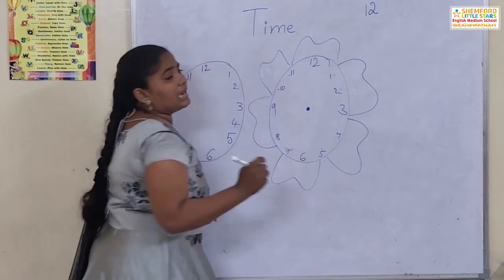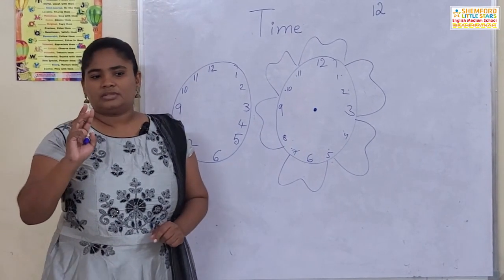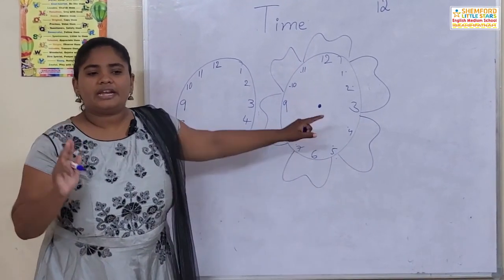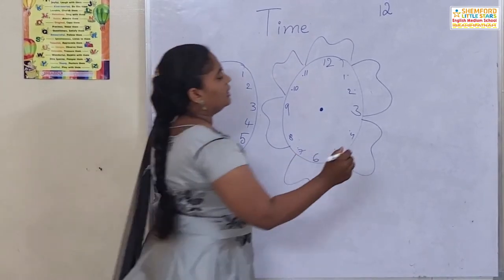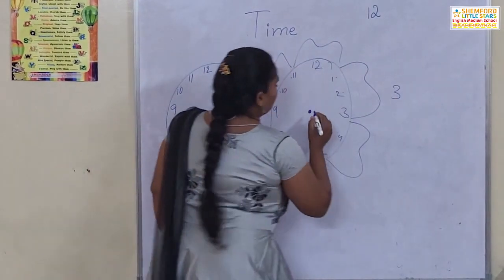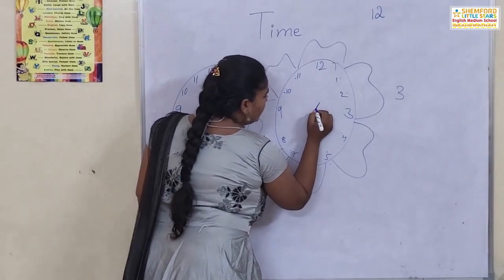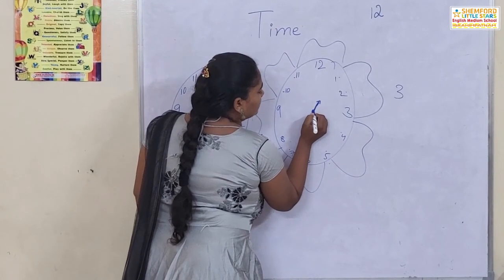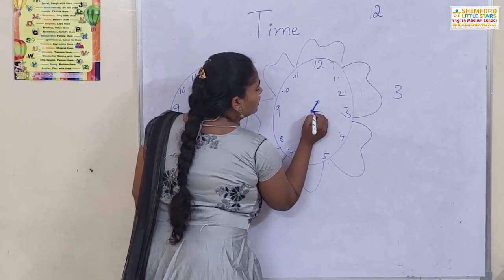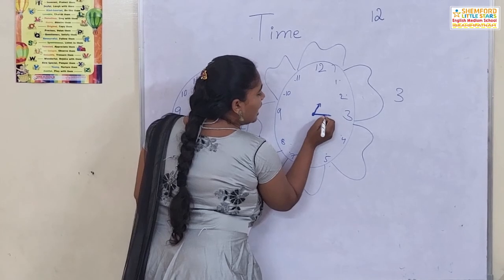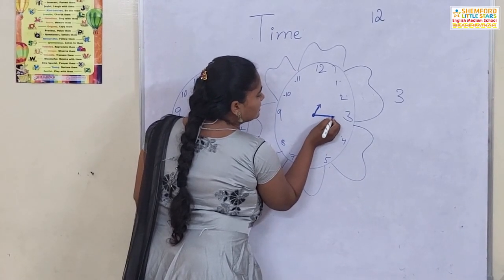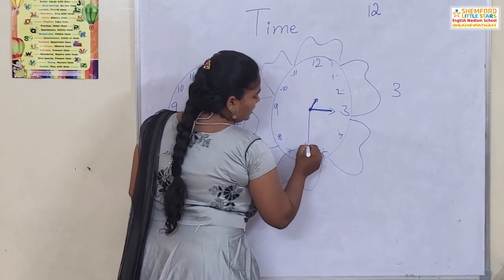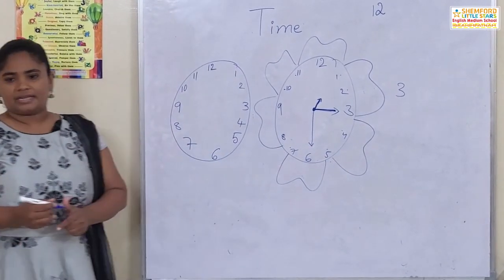In that there will be 3 needles. How many needles are there in the clock? 3. One looks a bit thick, it is the hour needle. The other one looks a bit thicker and longer than the hour one, and it is the minutes needle. And one looks very thin and long, it is the seconds needle.